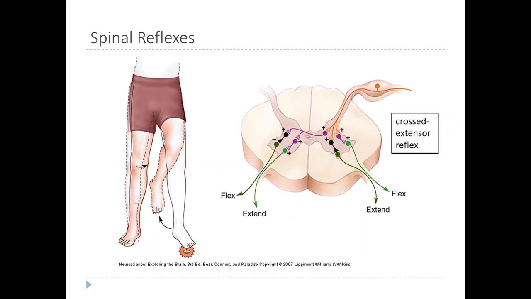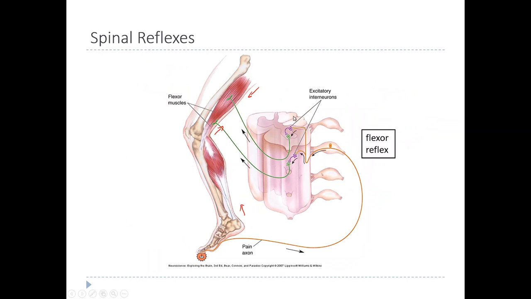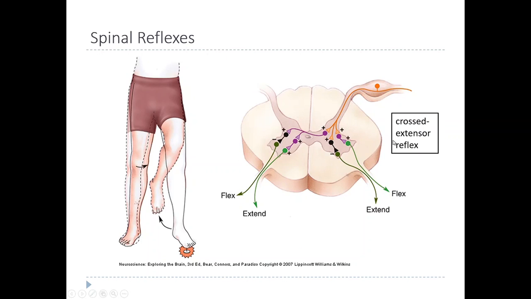So what you need is for the other leg to straighten out to help support your body and keep yourself from falling down. And the crossed extensor reflex takes care of that. So the crossed extensor reflex is just built from a bunch of simpler reflexes. So we already talked about the flexor reflex, which you can see here. This orange cell is the pain receptor, bringing information from the foot that, again, the sensory stimulus that you have stepped on the tack. And that synapses on a bunch of interneurons here in the ventral horn, including the excitatory neuron that's going to activate the flexor muscle. So that's this reflex.